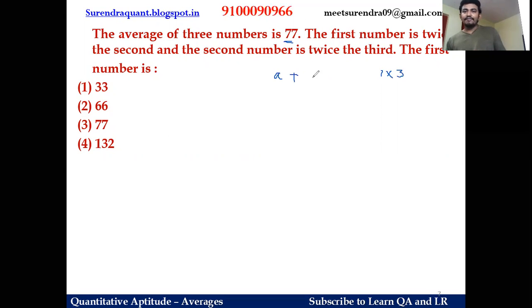He says that the first number A is twice the second. So that means if you want to get A, take 2 times of B. And the second number is twice the third. If you want to get B, take 2 times of C. That is what the convention says.